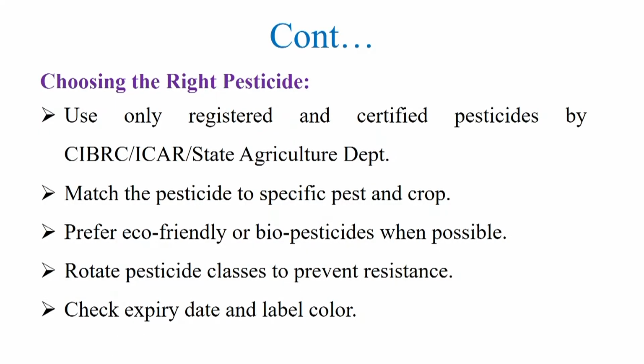If you are going to spray pesticide, you have to use a registered and certified pesticide approved by the state agriculture department or ICAR or other agencies. You have to match the pesticide to specific pests and crops, and prefer eco-friendly or biopesticides when possible, and rotate the pesticide classes to prevent resistance of the insect pests or diseases.